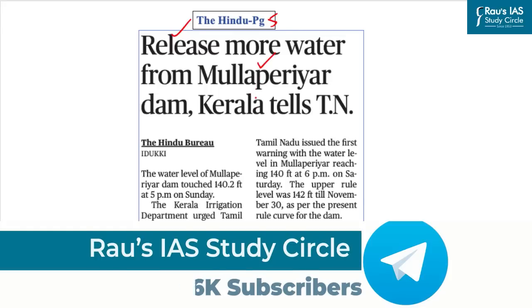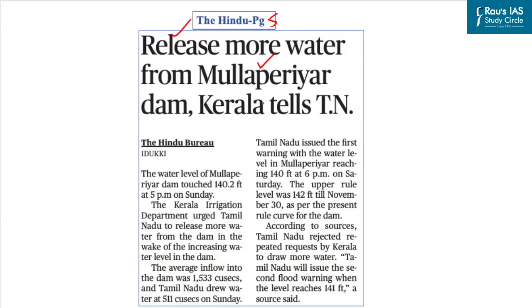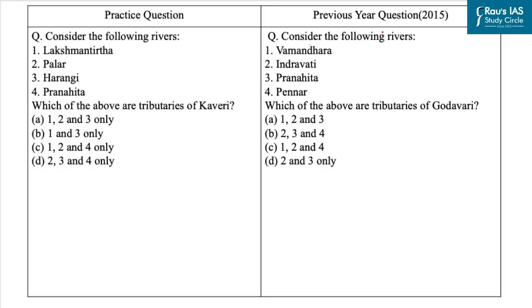Now, this Mullaperiyar is a 126-year-old dam located on the confluence of the Mulayar and Periyar rivers in Kerala's Idukki district. But this dam is owned, operated and maintained by Tamil Nadu. Now, as in Indian geography, river subsection is important for your prelims examination, as a question based on tributaries of Godavari came in year 2015. Now let's come to the practice question.